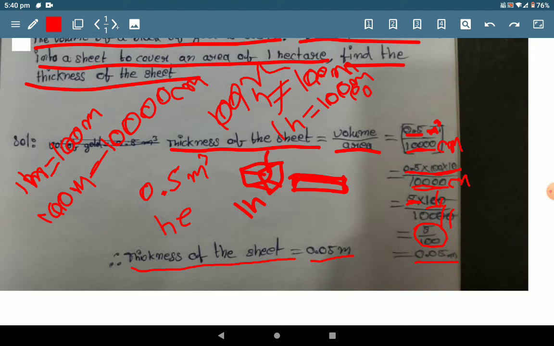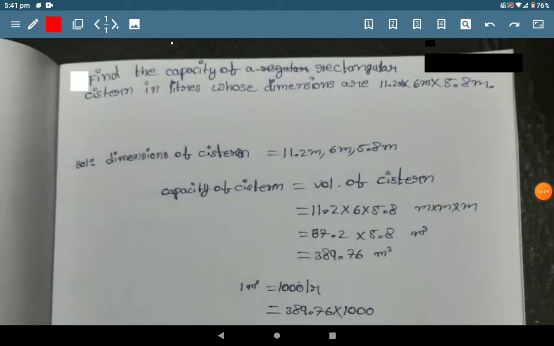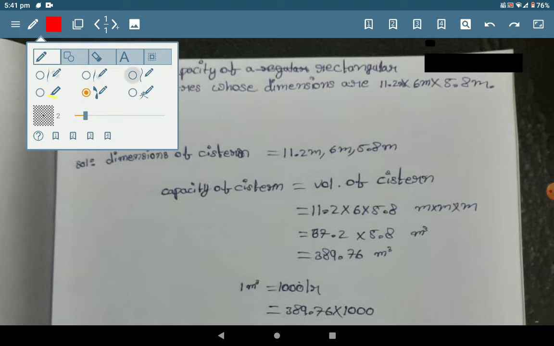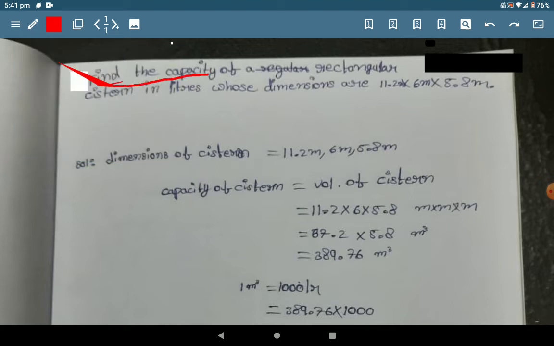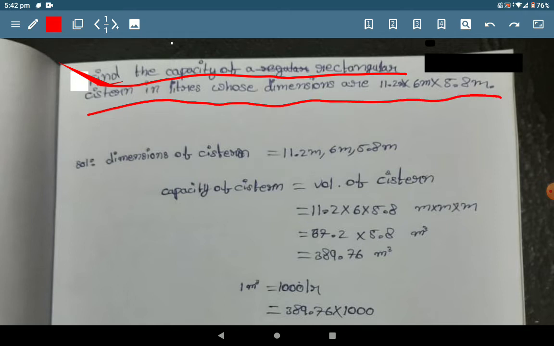So let's head on to the next question real quick. So the next question is, find the capacity of a rectangular cistern in liters whose dimensions are 11.2 meters into 6 meters into 5.8 meters. So the dimensions of the cistern are 11.2 meters into 6 meters and 5.8 meters. So basically they want us to find the capacity of a rectangular cistern.